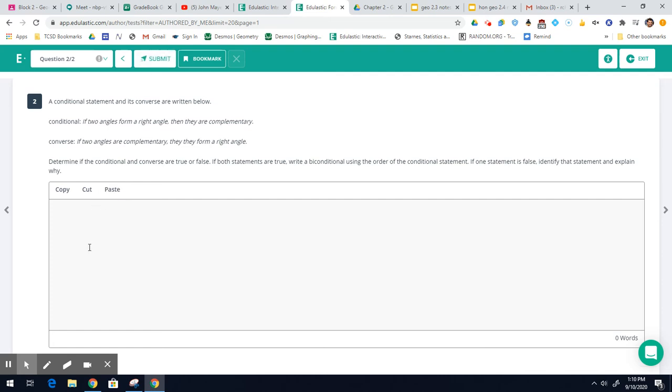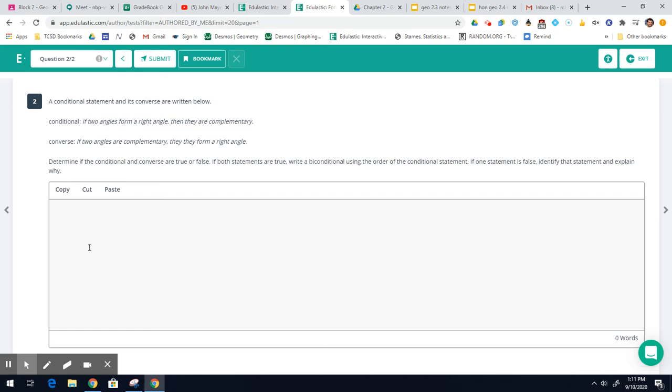Okay, next problem here. Same kind of directions. So the conditional, if two angles form a right angle, then they are complementary. Converse, if two angles are complementary, then they form a right angle. So if we look at the conditional, if two angles form a right angle, right, a right angle is 90 degrees. What does it mean to be complementary? It means to add to 90. The conditional is true. Let's look at the converse. If two angles are complementary, then they form a right angle.